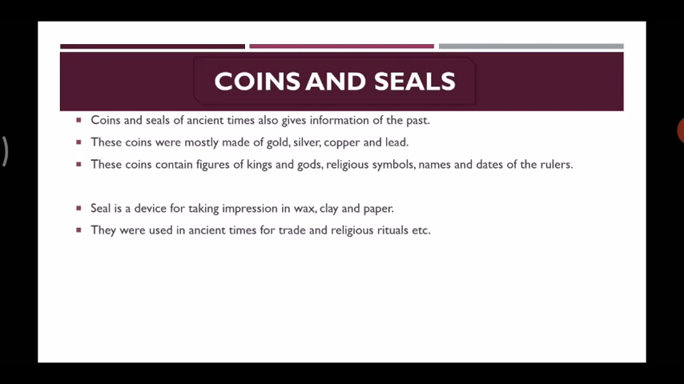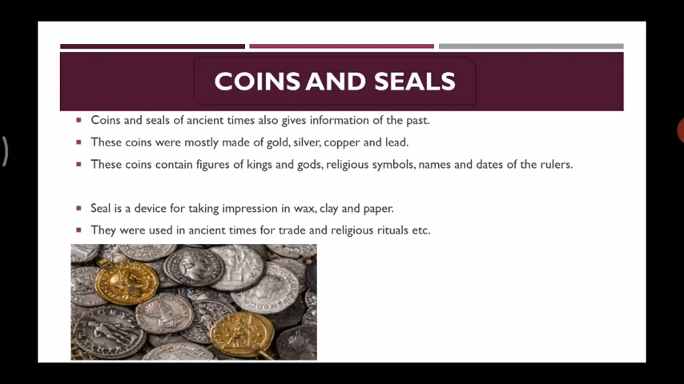So what these coins had printed or inscribed on them: certain figures of kings and gods, religious symbols, names, and dates of the rulers. When they started ruling, all that used to be inscribed on the coins of the respective periods. Just look at the coins of the ancient periods. These are coins of the ancient period.